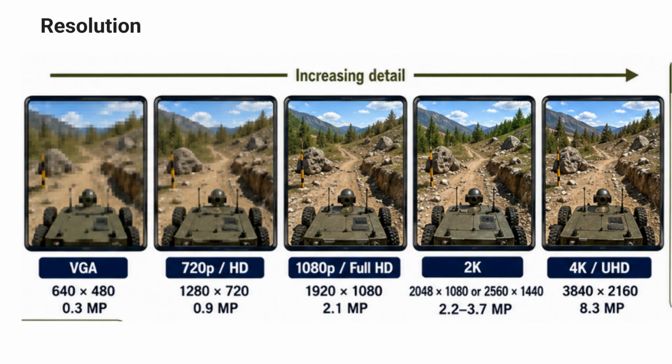In this image, we can see the same UGV navigation view shown at different resolutions, from VGA to 4K. In a navigation camera, resolution means the number of pixels captured in each image frame. A pixel is the smallest building block of a digital image, like a tiny square of color and brightness. When millions of pixels come together, they form the complete picture we see on the screen. More pixels usually mean more detail, but they also increase bandwidth, processing load, storage requirement, and sometimes latency.